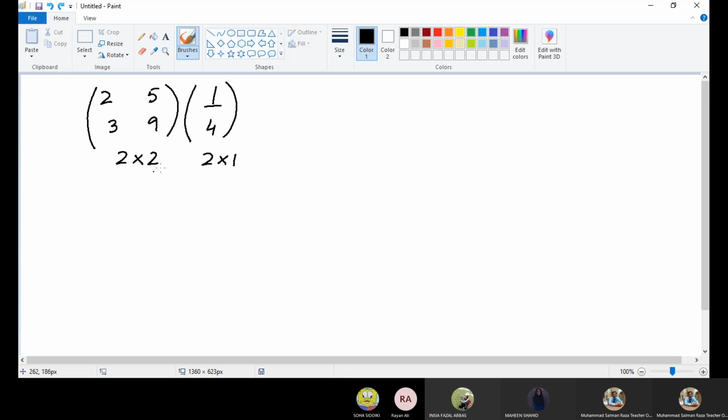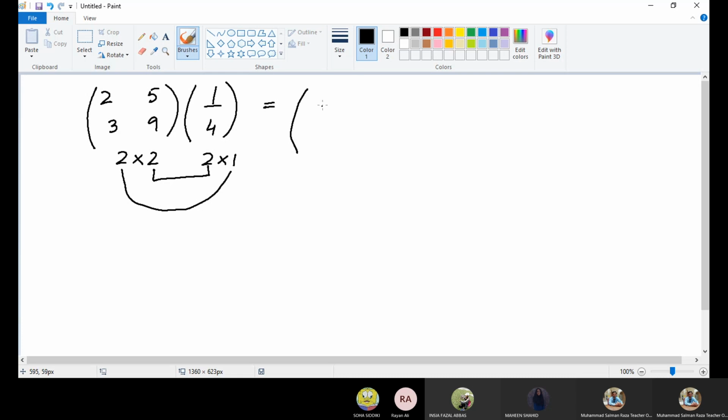Now we are going to check whether we can multiply or not. Over here, guys, you can see that this 2 and 2 is the same. It means multiplication is possible. And 2 and 1 are the numbers which are telling us the order of the resultant matrix. So let's see whether we can multiply them or not.